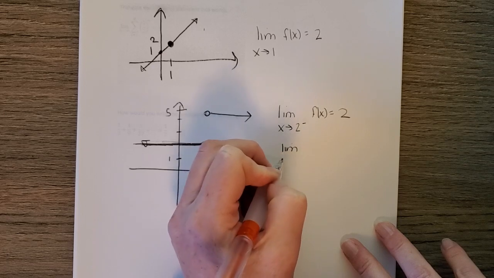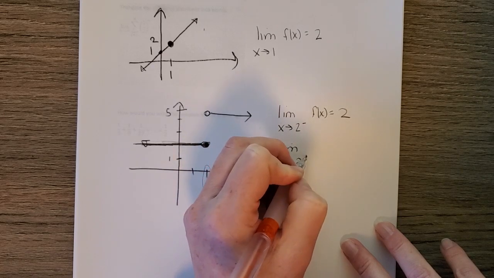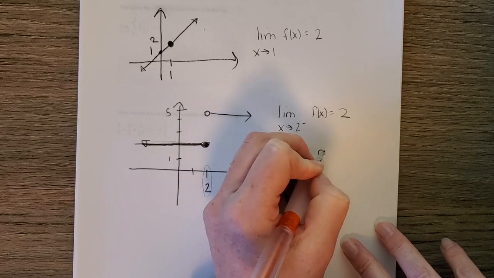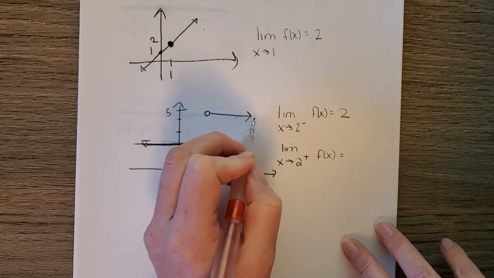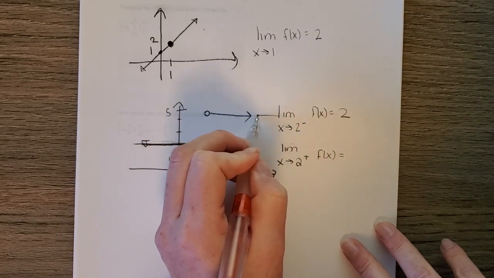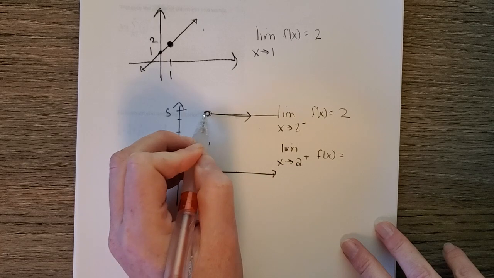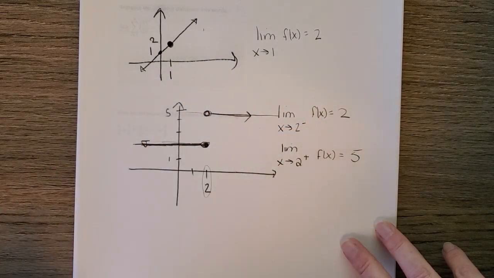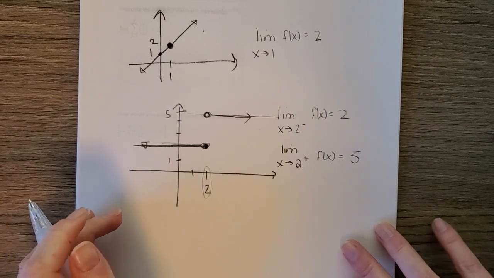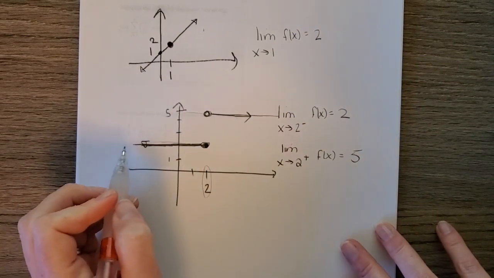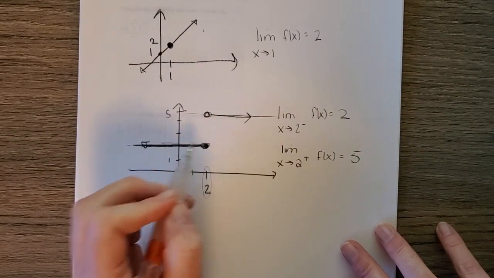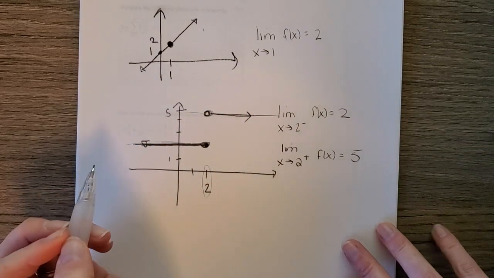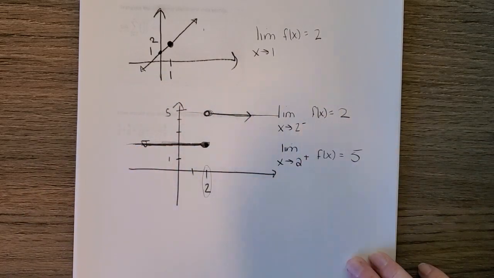However, if we do x approaching 2 from the right, f of x equals, if we start on the right and we grab our graph and we start approaching 2, what is the value here? That's not 2, that is 5. So do you see how the difference, if the graph is approaching from the left and it's getting towards one value, but from the right it's going towards another, then we have two separate statements.